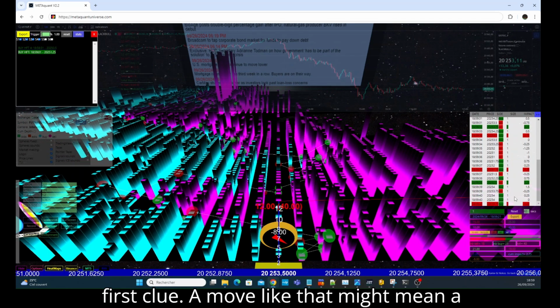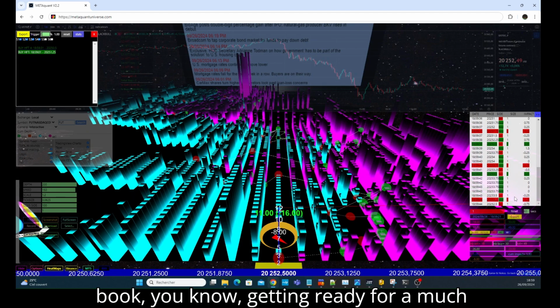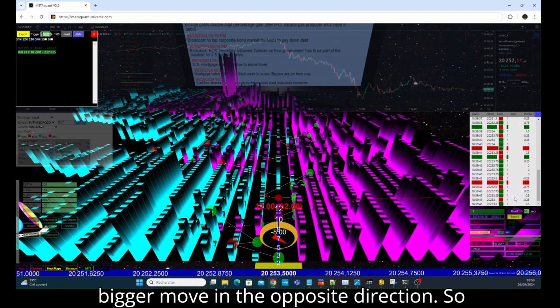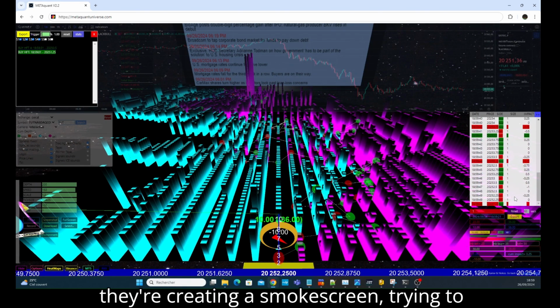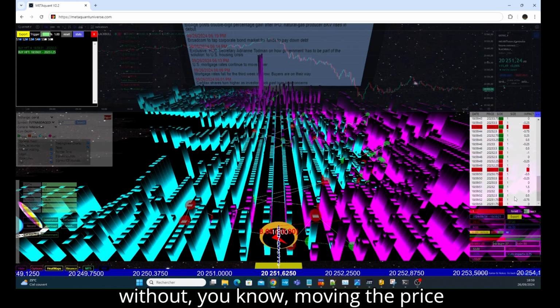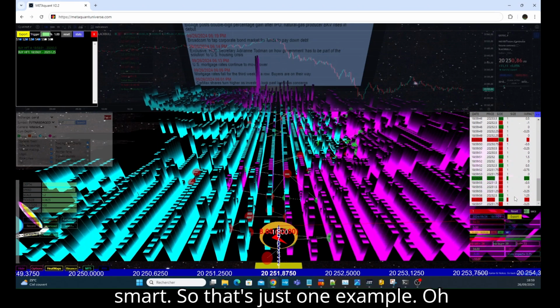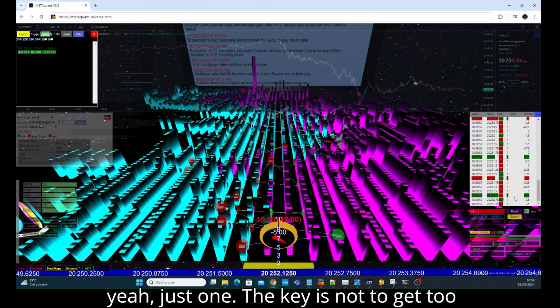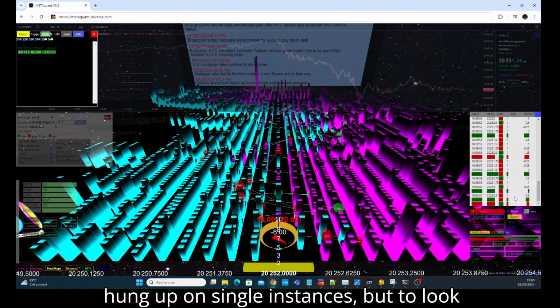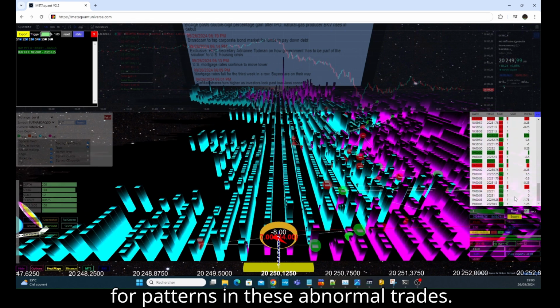A move like that might mean a market maker is cleaning up the order book, getting ready for a much bigger move in the opposite direction. Oh, so they're creating a smokescreen, trying to disguise their intentions? You could say that. They're trying to buy or sell without moving the price against themselves. Sneaky, but smart. So that's just one example. Oh, yeah, just one. The key is not to get too hung up on single instances, but to look for patterns in these abnormal trades.